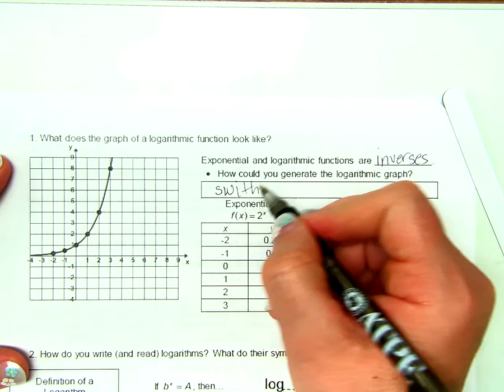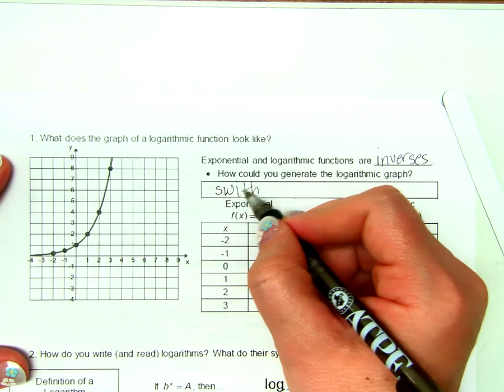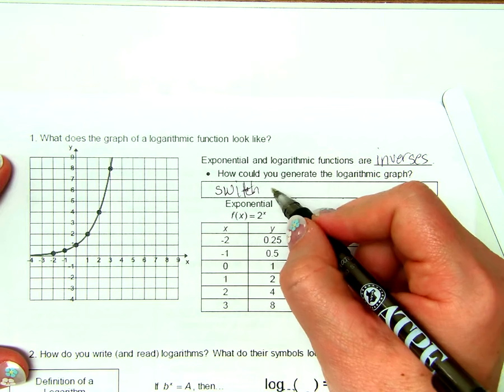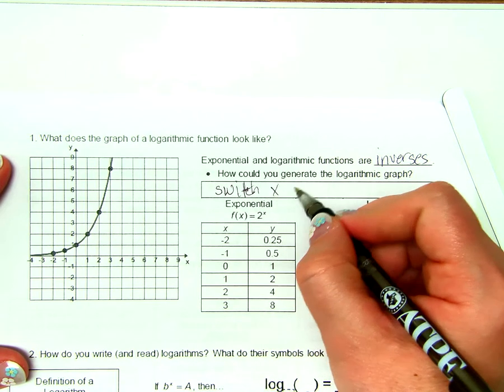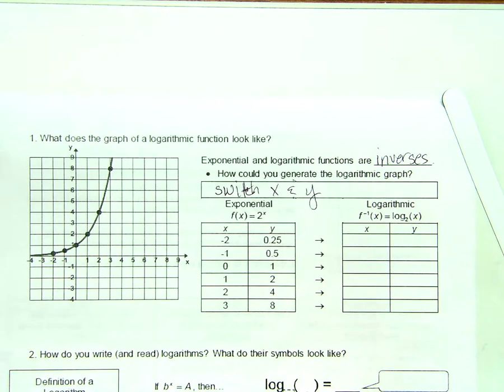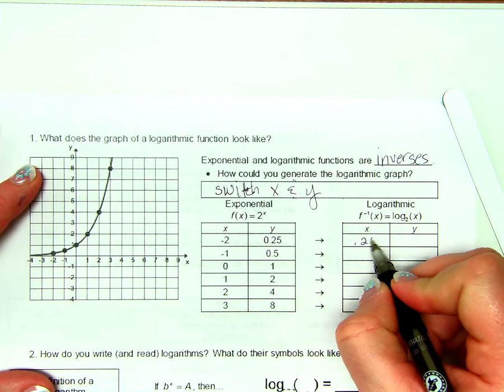Switch what? How about if I spell it right? S-W-I-T-C-H. Switch x and y. Good. So if I have a table already of an exponential function, could I find a table of a logarithmic function? How? Switch x and y. Let's do it.